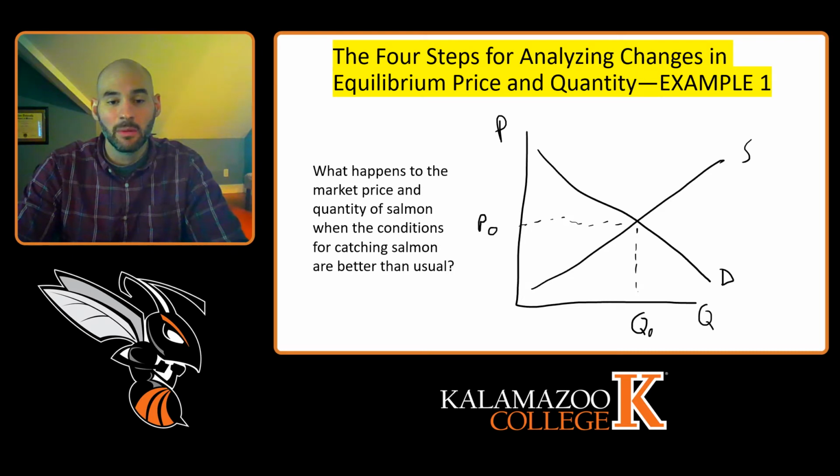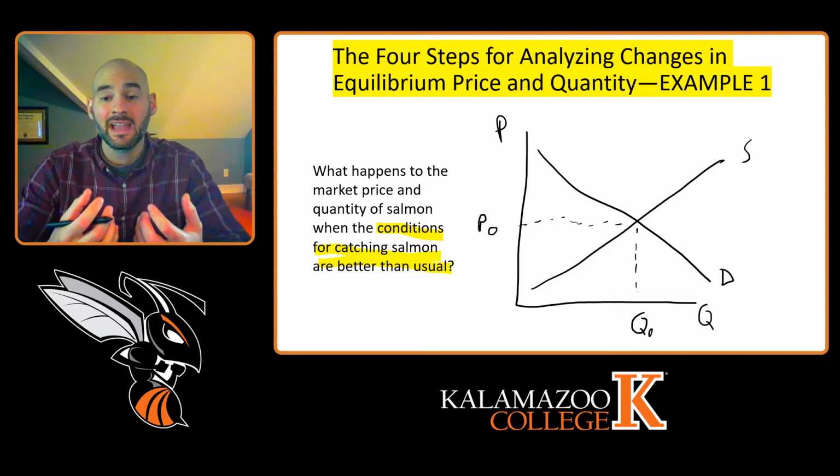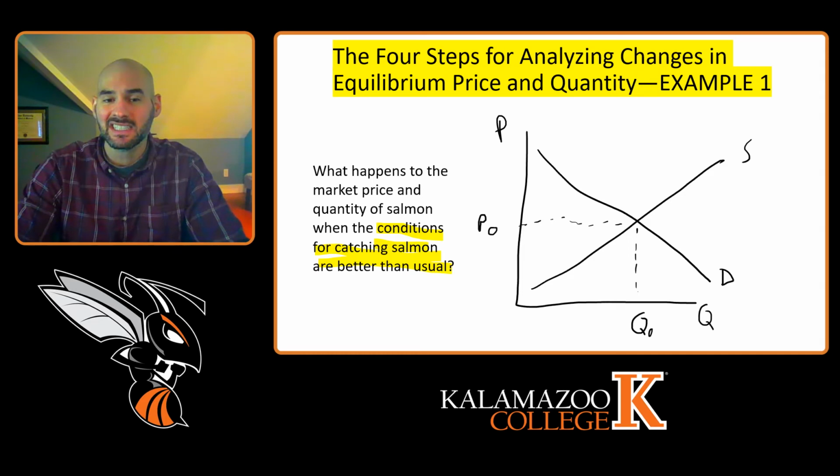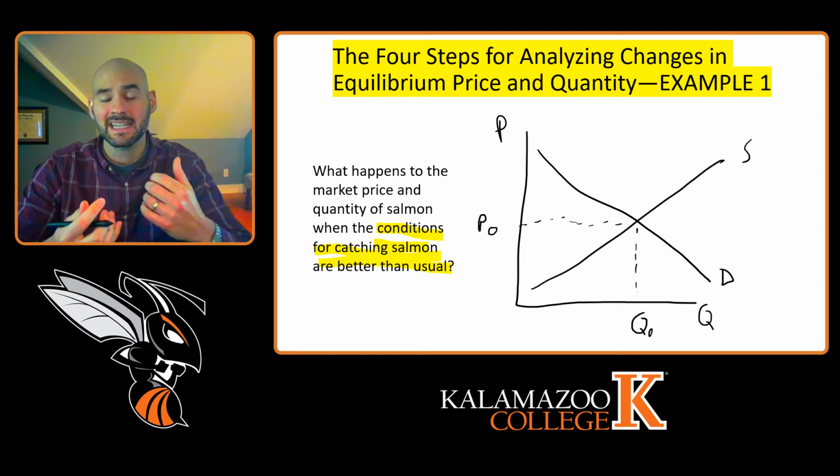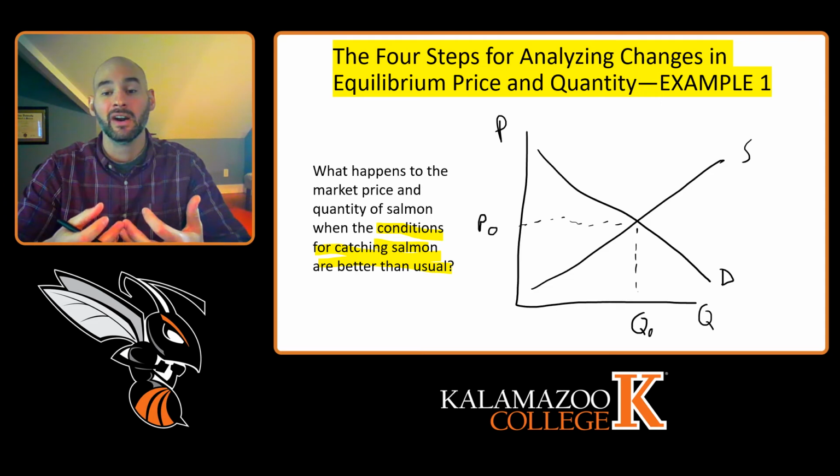Second step is thinking about whether the market force, which is the conditions for catching salmon being better than usual, impacts supply or demand. So does this market force refer to a change in the taste or preferences for salmon? No, it doesn't impact a related good. It doesn't impact the population of the people likely to buy salmon, doesn't impact the income of the people likely to buy salmon, and it doesn't really bear on any expectations about the future price of salmon or future availability of salmon.